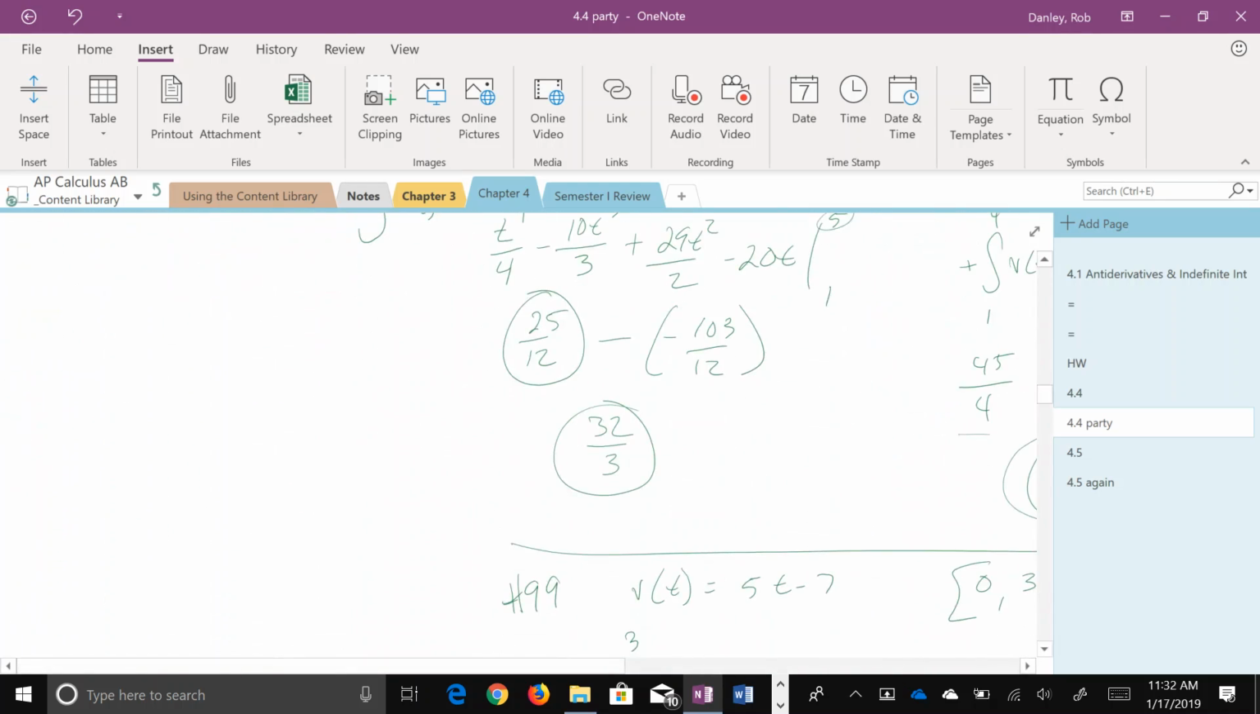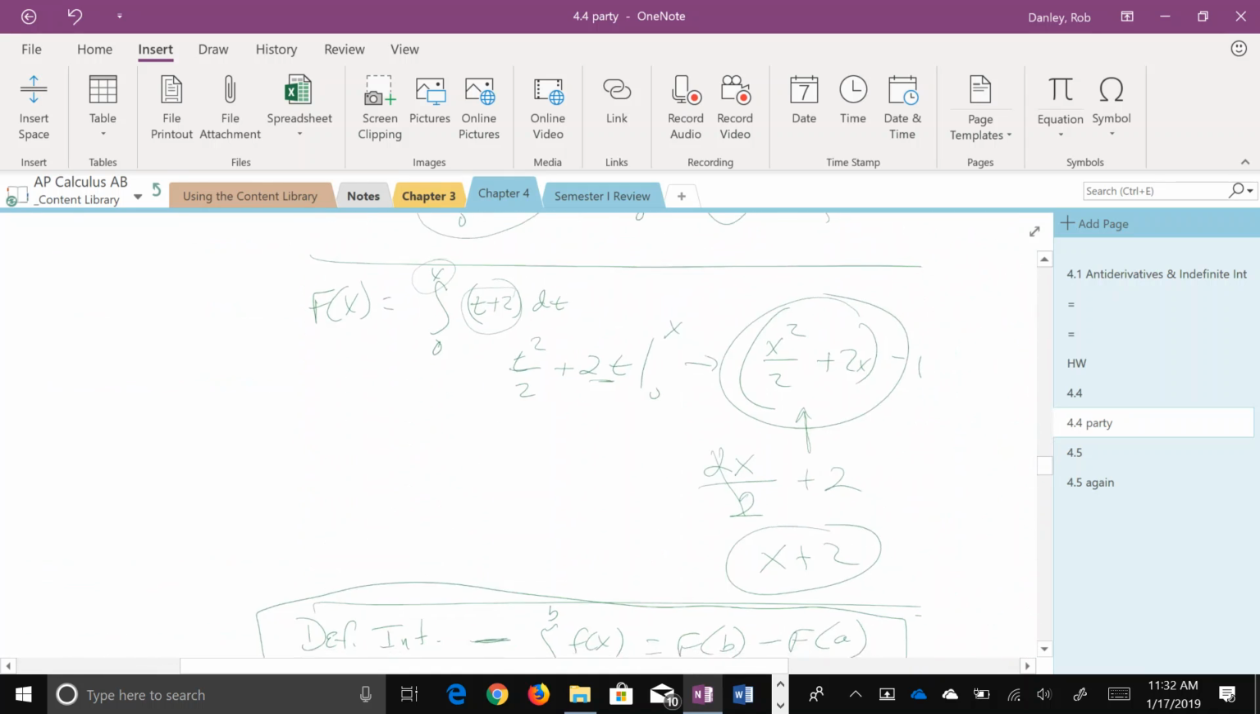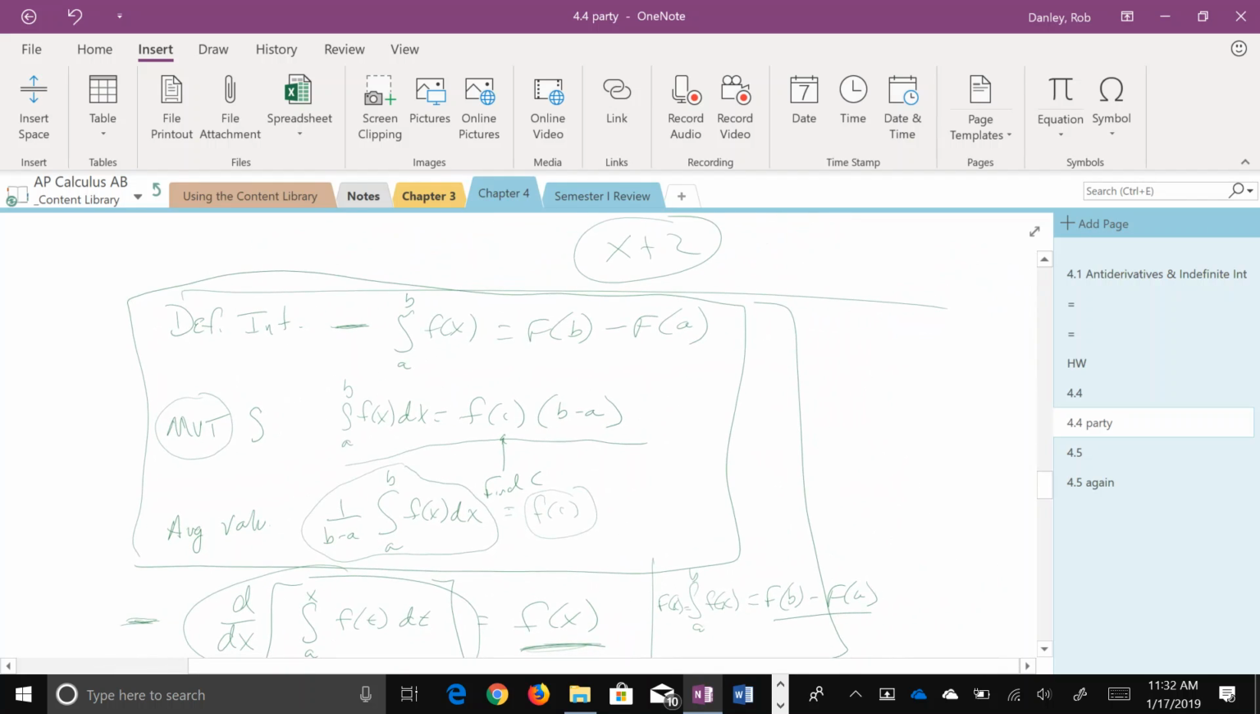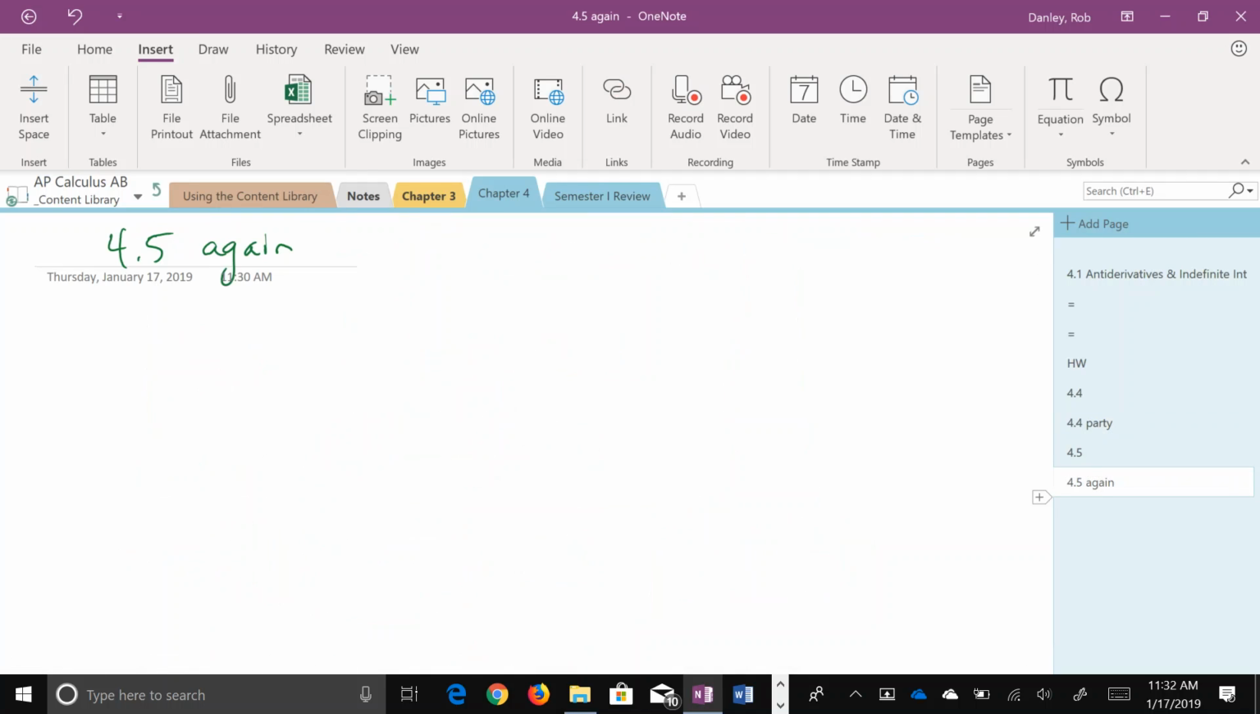If you go into 4-4 part B, which it misspelled, it's this box right here. And then we also have the second fundamental theorem of calculus, which is basically saying the derivative of the integral is the original function. Okay, so here we go. We're going to do 4-5.